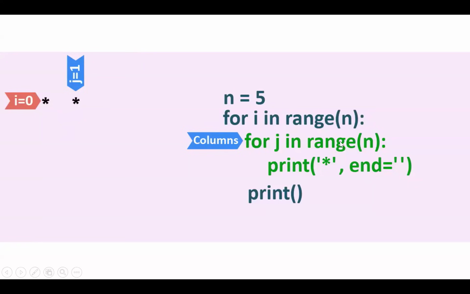Second one is the column. J is for the column one. Because the first thing that you have to see is column one, J equal to 1, J equal to 2, J equal to 3. In this way.